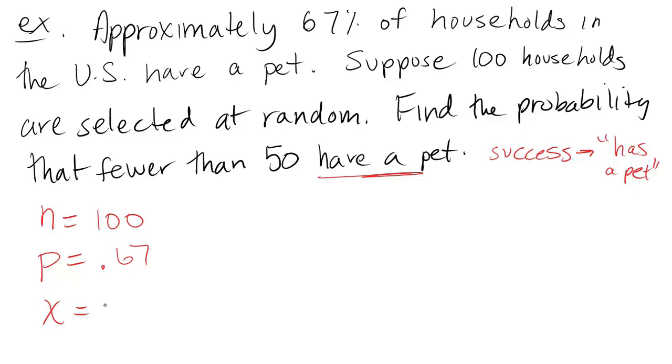So fewer than 50 would be 0, 1, 2, 3, 4, 5, 6, 7, all the way up to but not including 50. It says fewer than 50, which would not include 50. 50 is not less than itself. So this is the set of cases from x equals 0 to x equals 49.